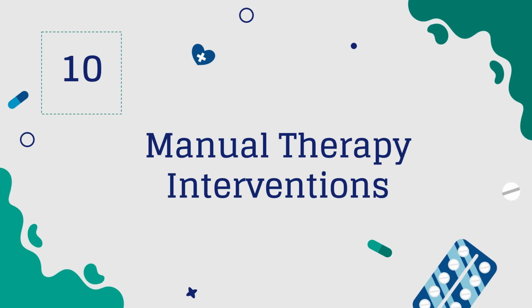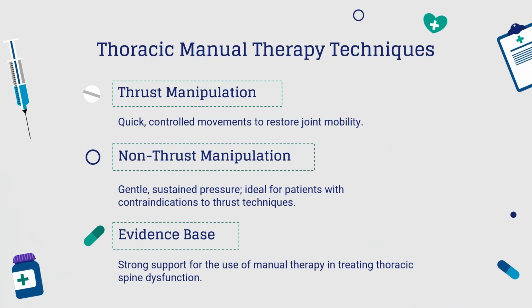Manual therapy interventions. Thoracic manual therapy techniques. Thrust manipulation: quick, controlled movements to restore joint mobility. Non-thrust manipulation: gentle, sustained pressure, ideal for patients with contraindications to thrust techniques. Evidence base: strong support for the use of manual therapy in treating thoracic spine dysfunction.